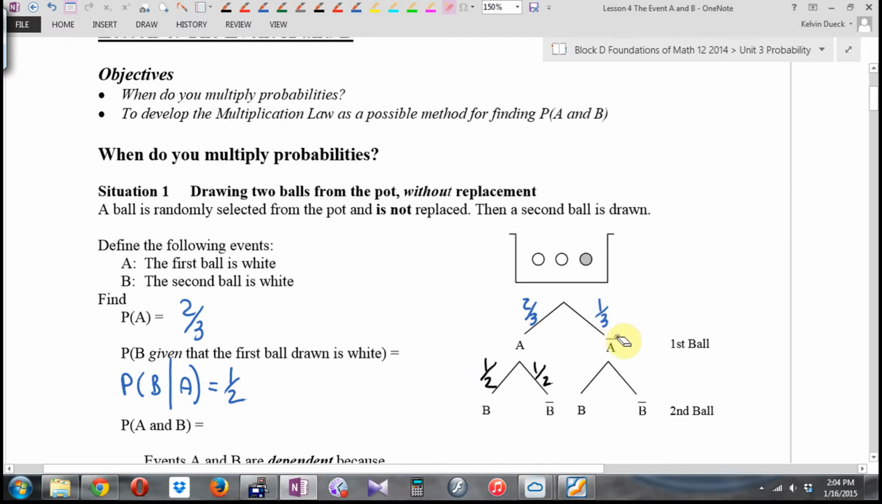Down this branch, you picked a black ball. So that means this one is no longer in the pot. How many balls are left in the pot? 2. How many are white? What's the probability of getting a black ball given that you've already picked a black ball? Double check. Do those add to 1? Okay.